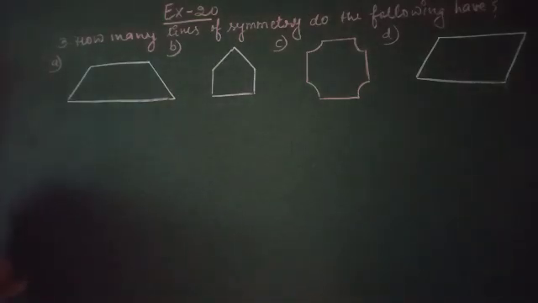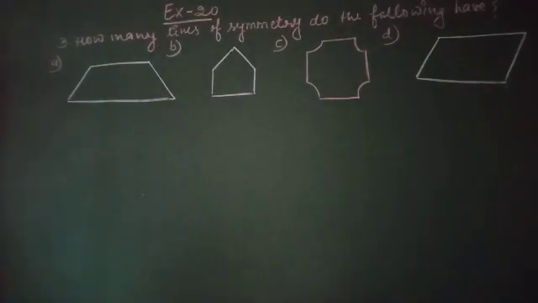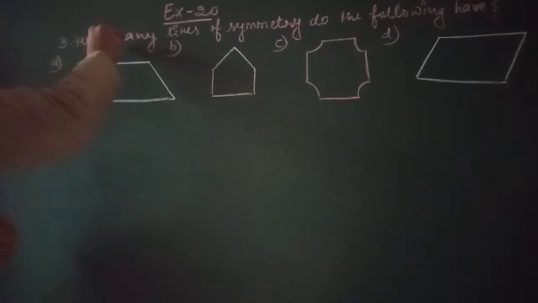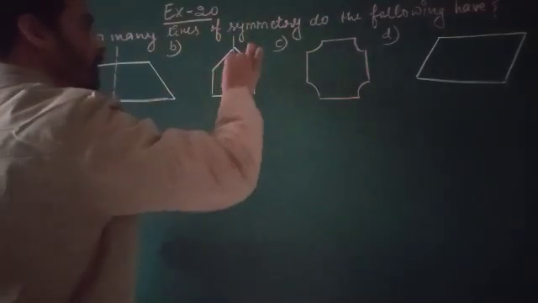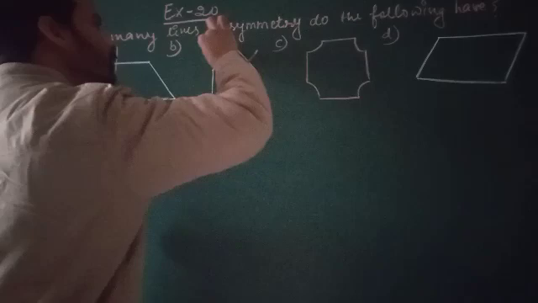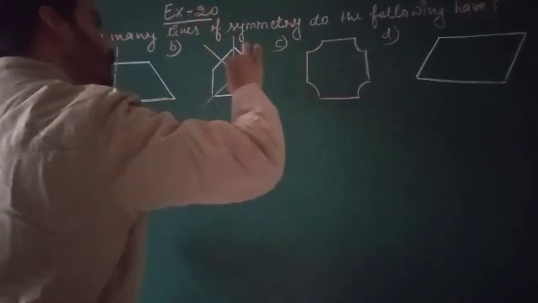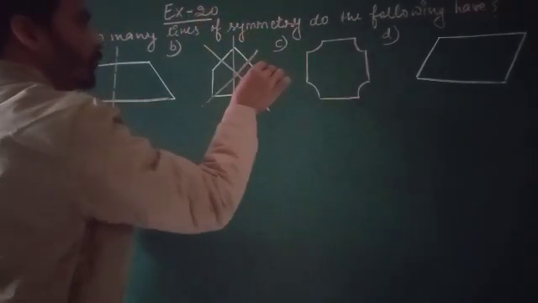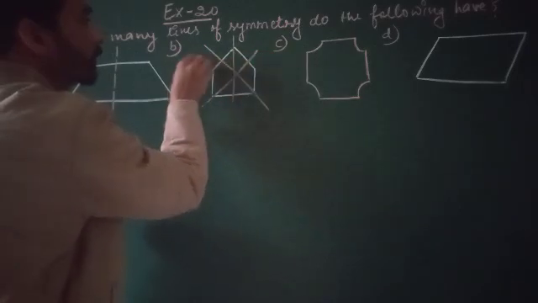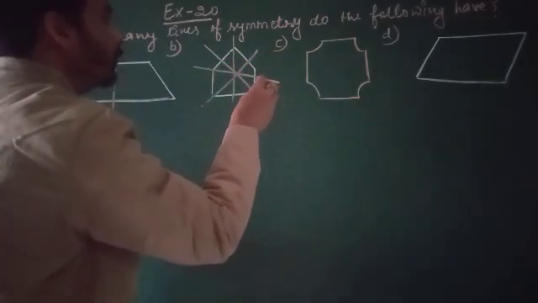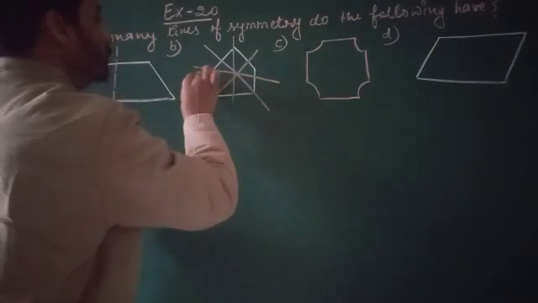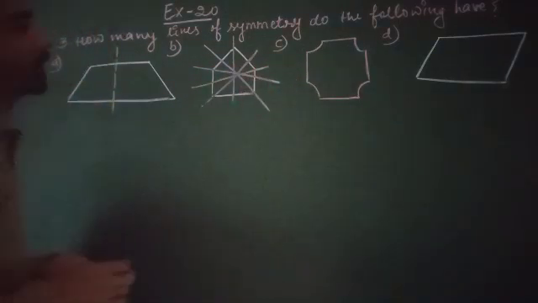Now come on to discuss first. In a trapezium there is one line of symmetry. In a pentagon there are 5 lines of symmetry. 1, 2, 3, 4, 5. There are 5 lines of symmetry.